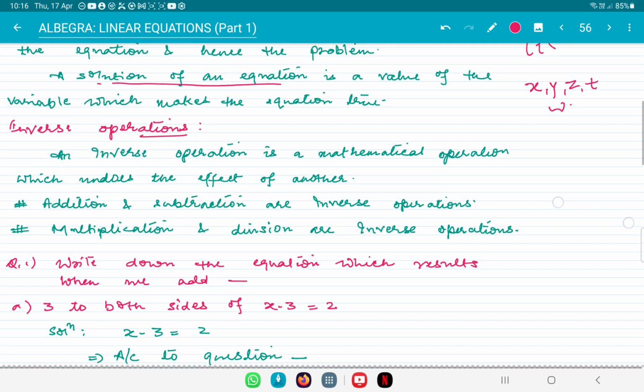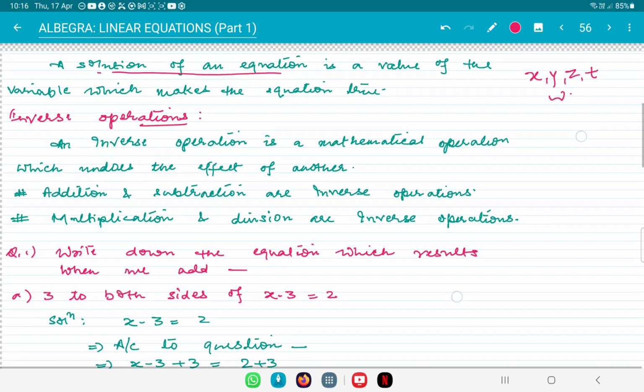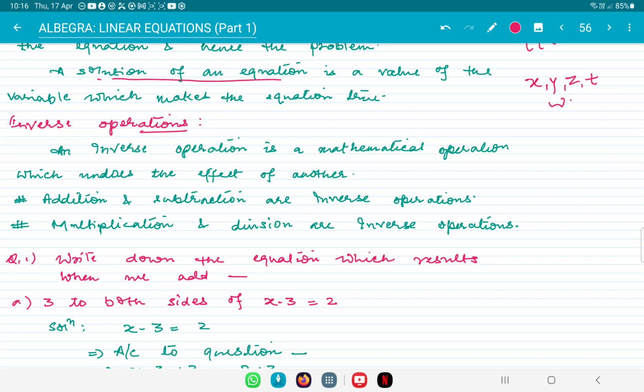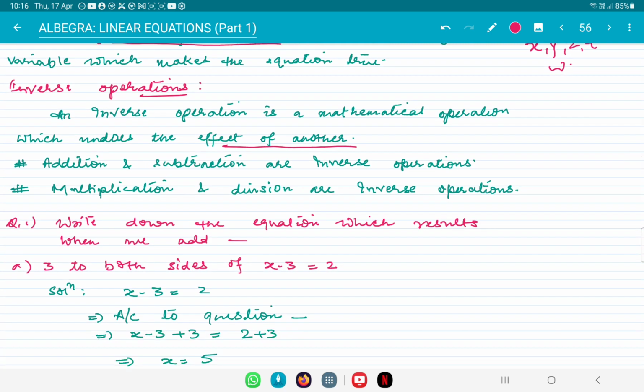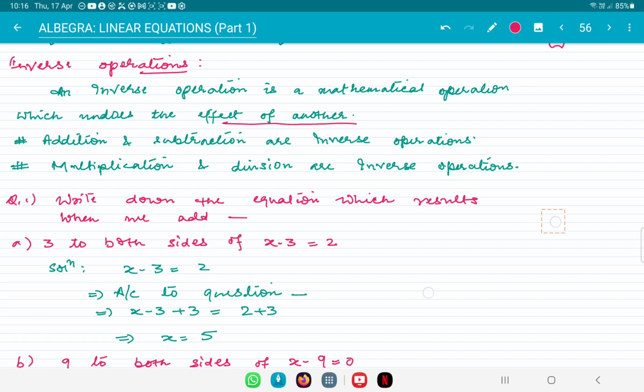Now we are seeing inverse operation. Just by its name you can easily judge. Inverse means they are opposite to each other. An inverse operation is a mathematical operation which undoes the effect of another, meaning they are opposite to each other. Addition and subtraction are inverse operations. As well, multiplication and division are again inverse operations, meaning they are opposite of each other.